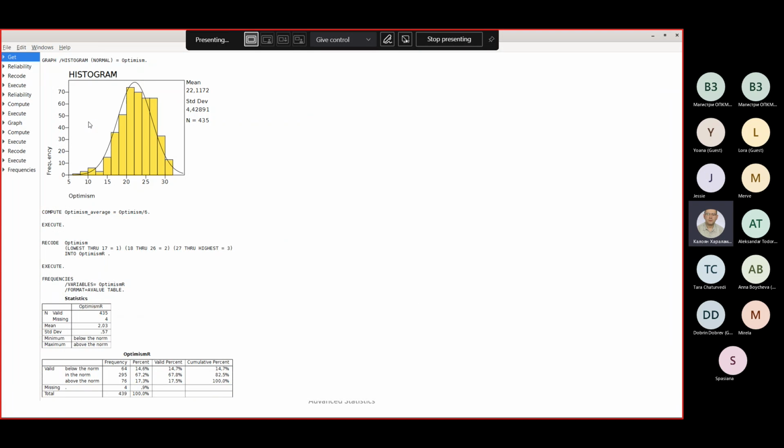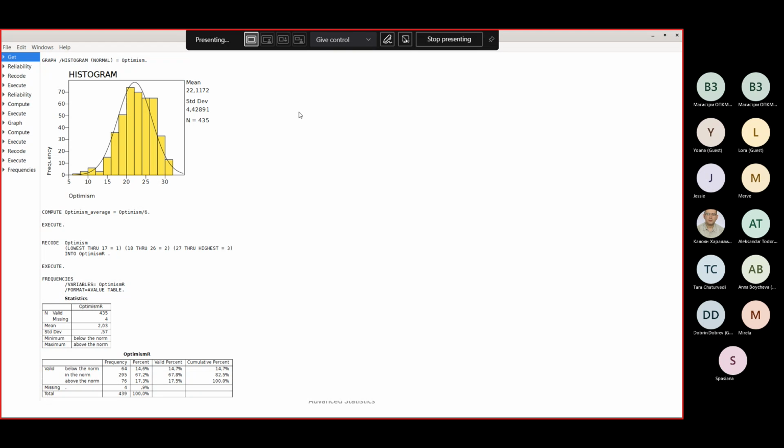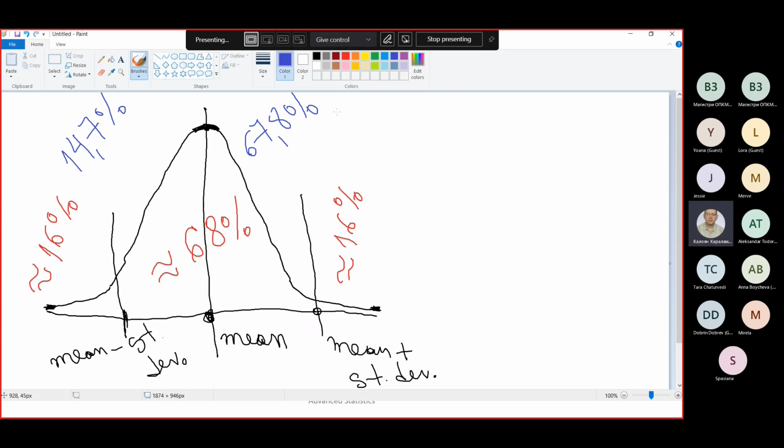After that, 67.8%. After that, 17.5%. Okay. So not the same, but very close. So we can conclude that our distribution is very close to the normal distribution.